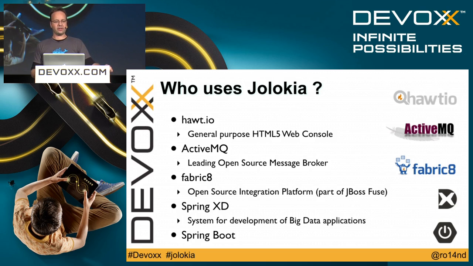Then there's Fabric8. I don't know whether you know or have ever heard about Fabric8. It's quite a new thing. It's a part of JBoss Fuse, and it's called an open source integration platform. And here, Jolokia also plays the role of a connection between the admin UI and the backend. And finally, there are some Spring projects which directly use Jolokia. With Spring Boot, if you put Jolokia into the classpath, you automatically get all the benefits I'm just showing you now.